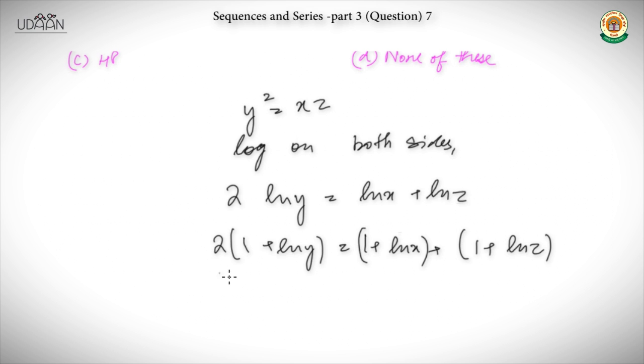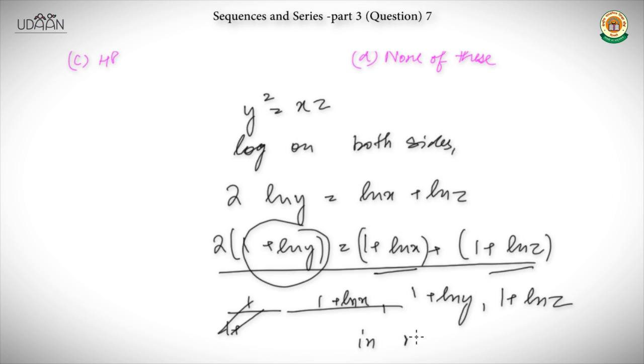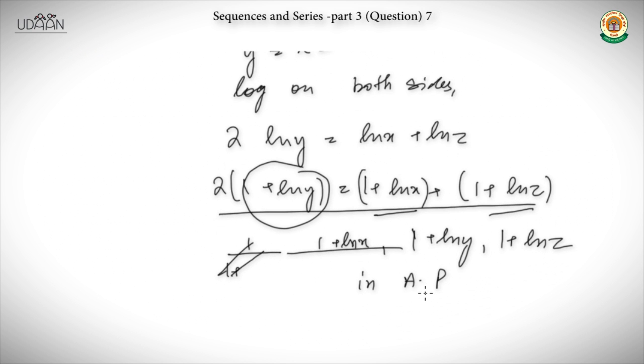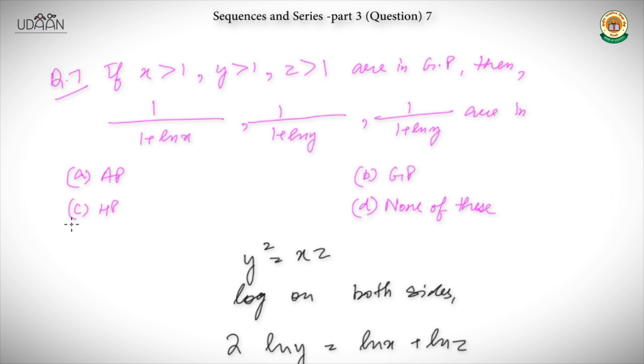Now we see that we have arrived at this condition, which is the condition of an arithmetic progression, with this being the middle term, this the first and this the last one. So we say that 1 plus ln x, 1 plus ln y, and 1 plus ln z will be in AP. Obviously we are going towards HP, and since in the question we have their inverse, their inverse will be in a harmonic progression, because the three terms are in arithmetic progression.